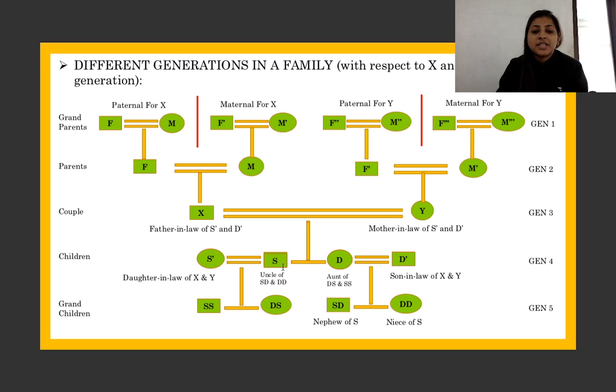Okay, so we have taken S and D as children of X and Y. So S and D are siblings. S is the son, D is the daughter. Now let us assume that they get married. So let S get married to S dash and D get married to D dash.